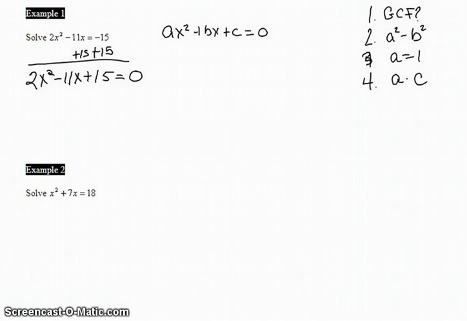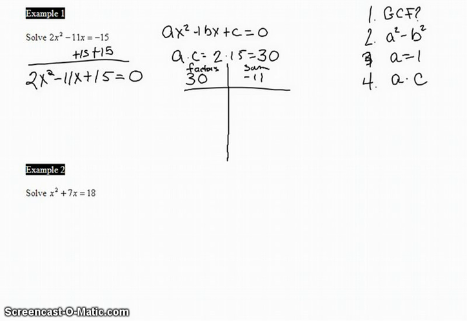A times C equals 2 times 15, which equals 30. So I need factors of 30 that add to a negative 11. I'm going to make a chart just to review for us. Factors of 30 that have a sum of negative 11. Because I have a negative sum, I will need to use negatives on my factors.